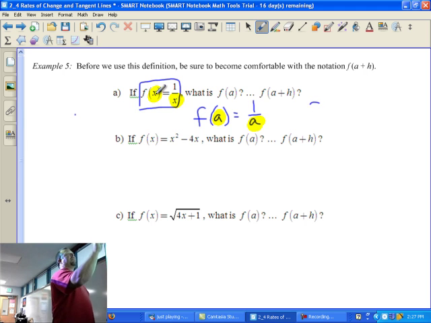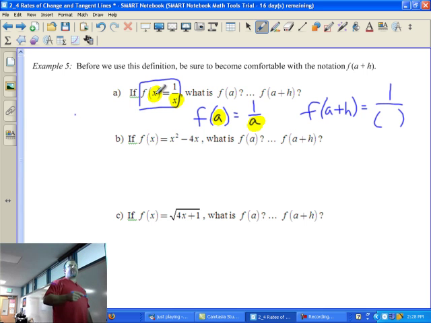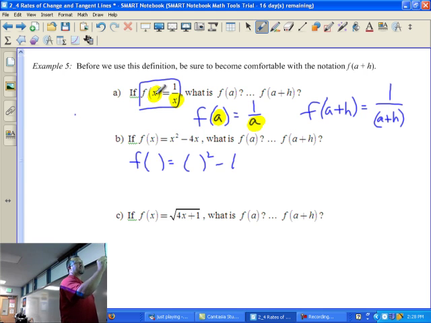So what is f of a plus h? Well, if f of x was 1 over x, then f of a plus h is 1 over a plus h. That's all there is to it. In this case, f of x is equal to x squared minus 4x. So if we're going to plug in a, we get a squared minus 4a.